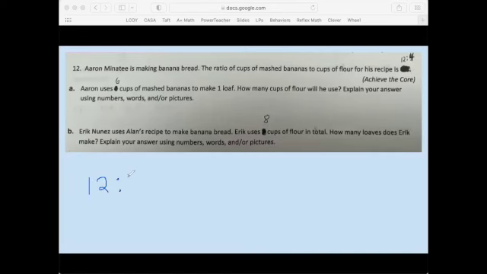And I'm going to label what the 12 means and what the 4 means. It says the ratio of cups of mashed bananas to cups of flour. So the 12 is the cups of bananas that are mashed, and the 4 represents the flour. Remember, the order matters. So the 12 is first, so it represents the mashed bananas, and the 4 is second, and it represents the second quantity, which is the cups of flour.